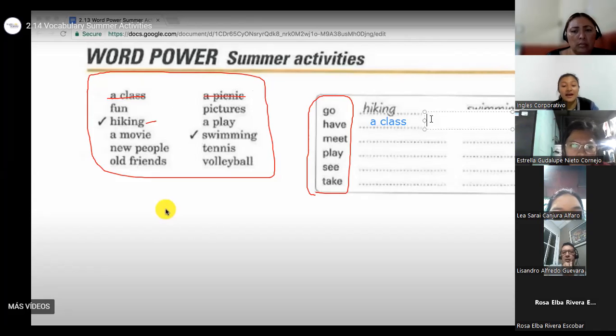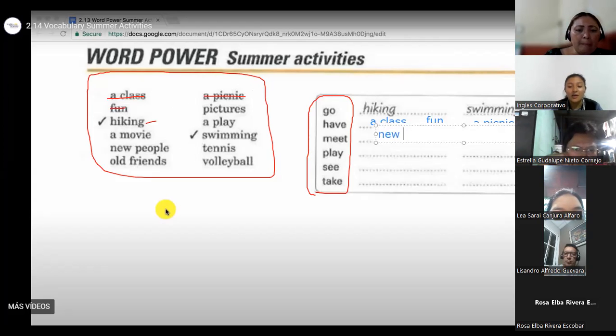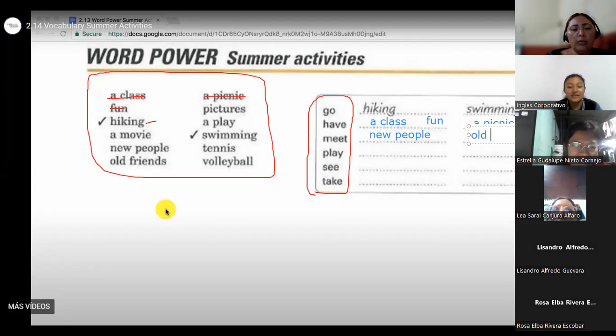So how do you say fun in Spanish? Divertirse. Okay. What about the verb meet? Meet new people? Exactly. Meet new people. What is the other one? And what else? Old friends? Exactly. Meet old friends. Excellent. New people, old friends.